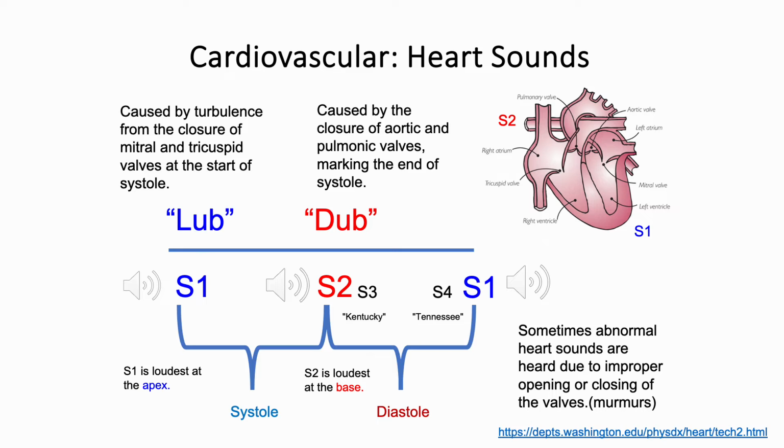Now, sometimes there are some abnormal sounds, and this is due to the improper closure or could be the improper opening of the valves. And we refer to these extra heart sounds as cardiac murmurs. Now, some people think that if you hear an extra sound, lub dub sh, that it sounds like Kentucky in your stethoscope when you're listening.